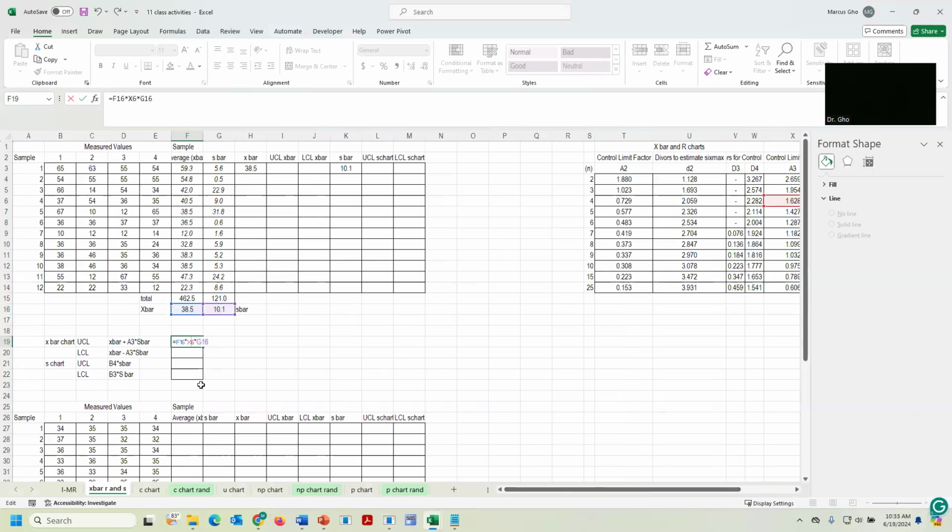And actually for this one, I'm just going to anchor this one. I'm going to copy and paste the formula. So that is, oh, I need a plus sign in here, not multiplication. So that gives me the upper control limit. That's a plus. This one's a minus. So I'm going to put a minus sign right here.